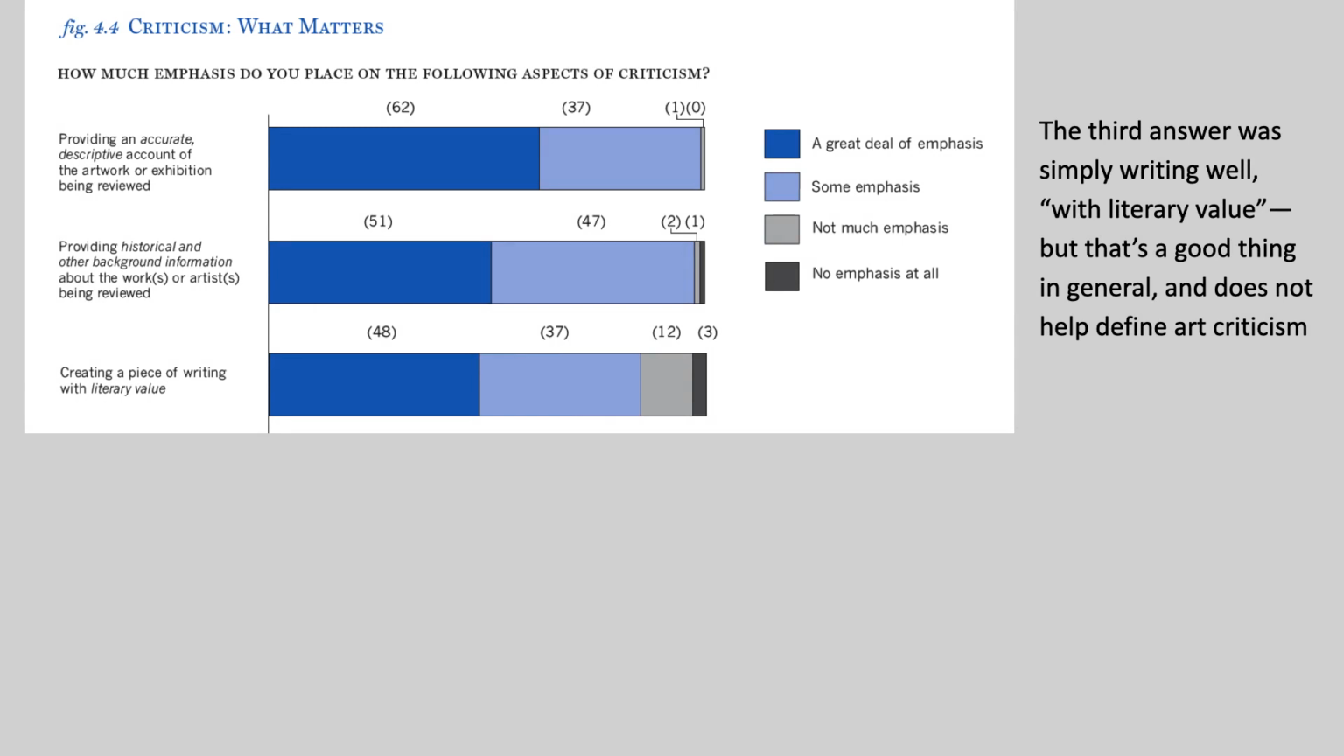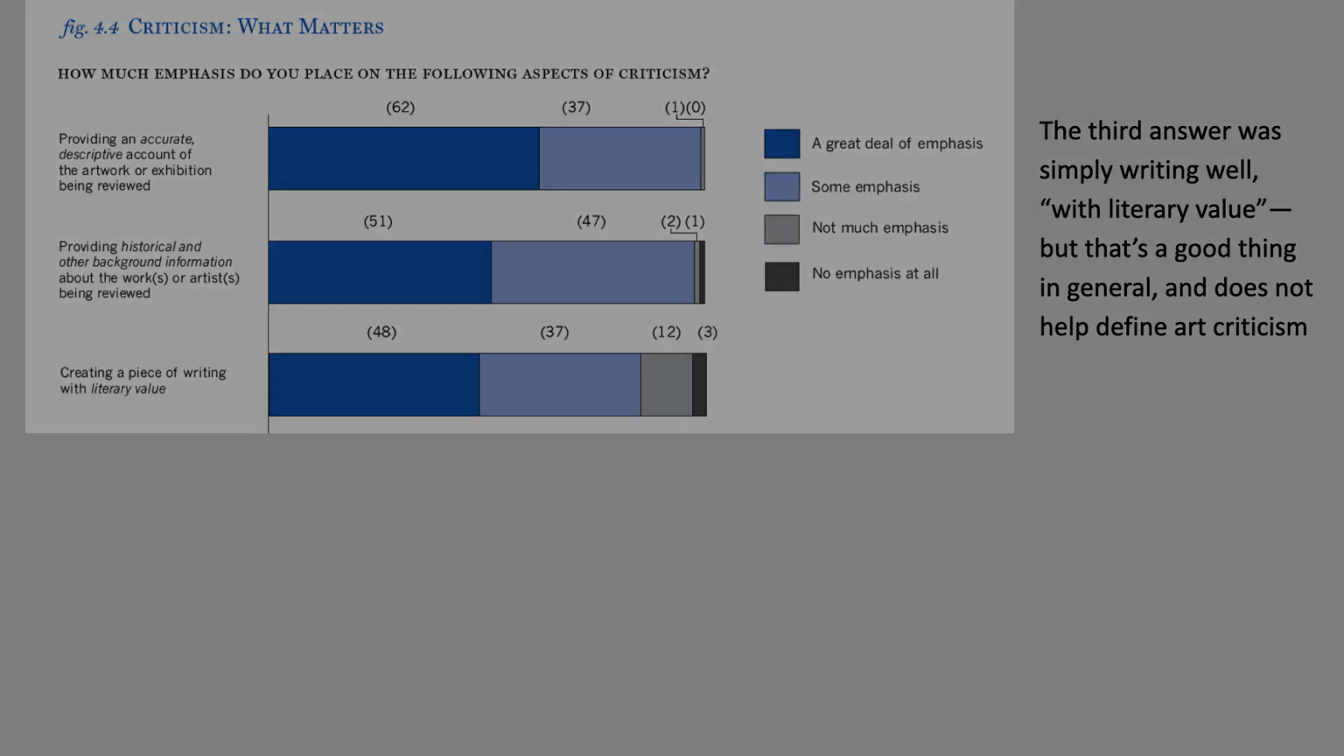The third, going down from most to least popular, the third answer was creating a piece of writing with literary value, which I find completely amazing because anybody who writes for a living wants to write well. So it really doesn't help to define art criticism by saying that you want to write well. But a number of very prominent critics, the chief critic for the New York Times, the person, Peter Schjeldahl, who for years wrote for the New Yorker, have said that they were primarily interested in good writing and it just happened to be about art. So again, not a definition of art criticism.